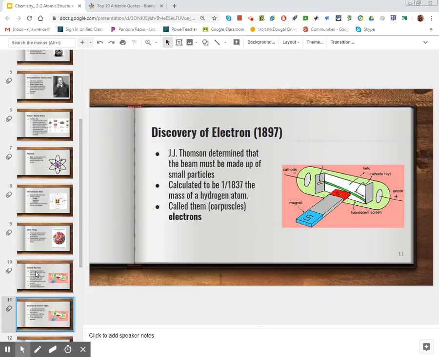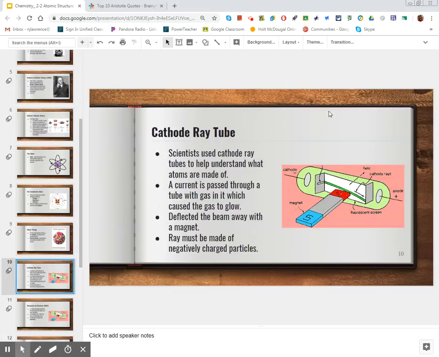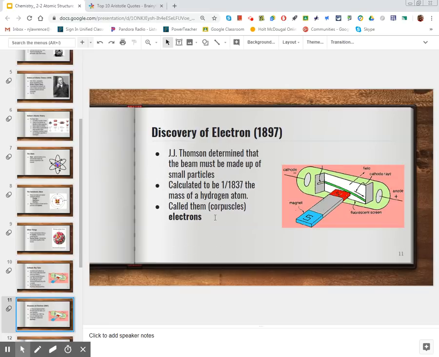So the big idea here is that the cathode ray tube discovered the electron by passing current through a glass tube, seeing a beam of light or a laser looking thing, and then pulling that laser away with a magnet, which determined there's a small particle called an electron.